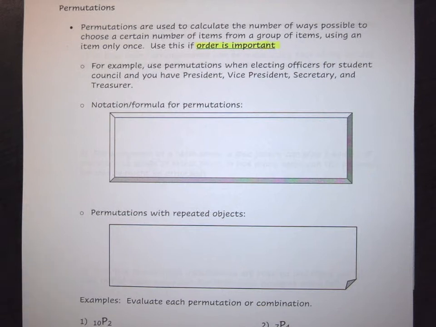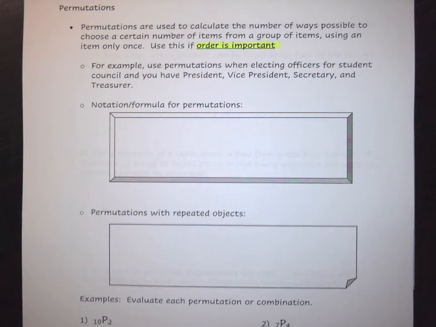So, for example, if you're told that you have to create a security code where your first digit must be a number, but your second digit must be an alphabet, and your third digit must be another alphabet, however, you can't have anything repeating, your order is going to be important, and so that's going to come into play.